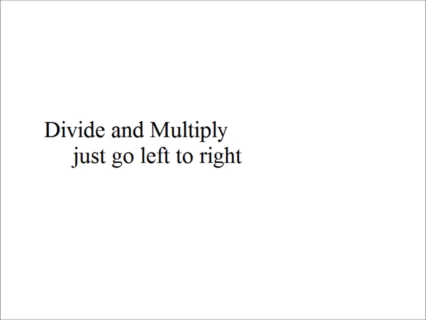So now we are going to divide and multiply, just go left to right. So if you have 2 sets of those within one problem, you'll just go left to right. Okay, sounds easy enough. So let's take a look at an example. Okay, if we have 30 divided by 5 times 3.